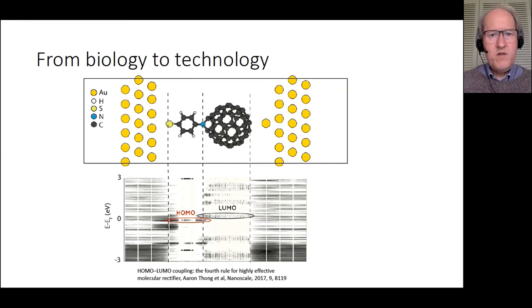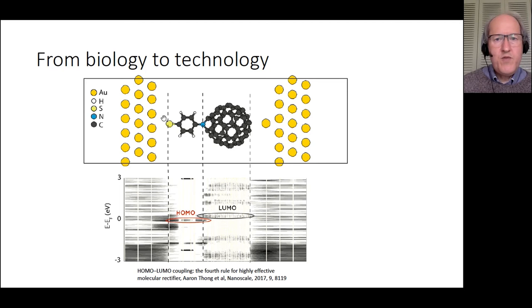There was a PhD student, Aaron Thong, who thought about this, came up with a molecule, synthesized it, characterized it in the lab, and also performed a series of calculations. Here I'm going to show the calculations because they more directly address the question we have today. The idea is to have a buckyball with a nitrogen, which turns out to be crucial, connected to a benzene ring. The benzene ring provides one of the levels, the buckyball provides another one of the levels, and the nitrogen isolates those levels from each other.